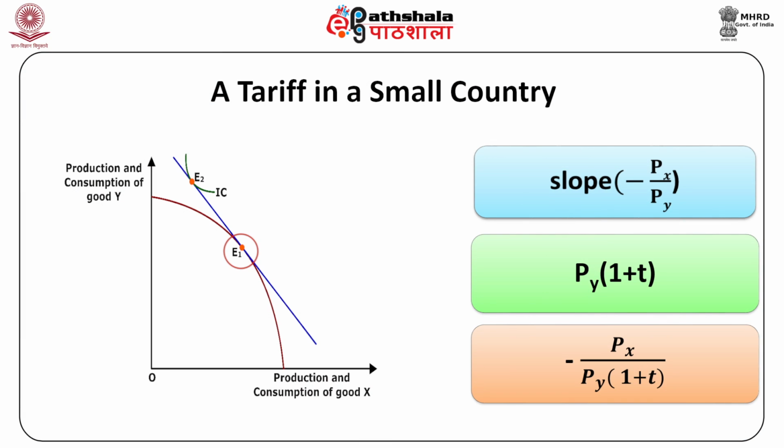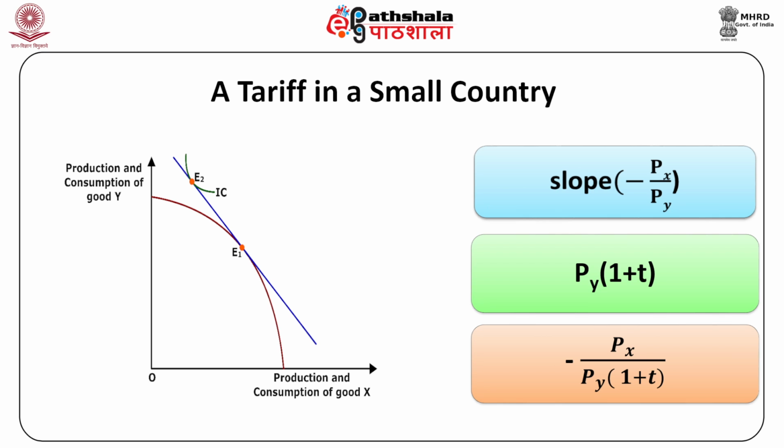Equilibrium production is at point E1, where the terms of trade line, whose slope is minus Px upon Py, is tangent to the production possibility frontier. The terms of trade line is also the country's budget line. The consumption equilibrium is at E2, where the budget line is tangent to the highest possible indifference curve. The difference in production and consumption gives the free trade equilibrium. Amount E1G of good X is exported and E2G of good Y is imported at the ruling terms of trade.